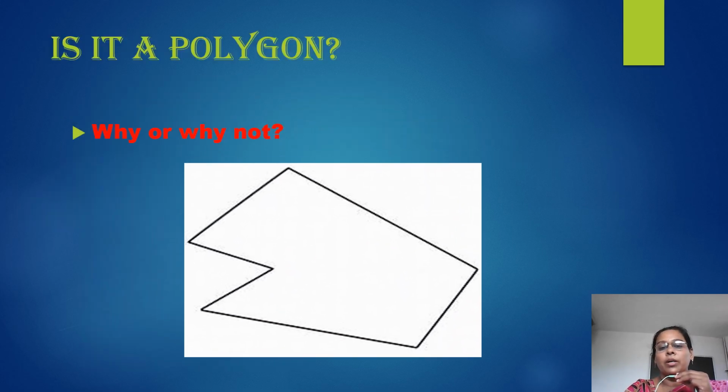Now see the figure. Again check the criteria. Is it a polygon? See, it is a closed figure. It is made up of line segments. Every side of the line segment intersects at 2 points and therefore you can say that it is a polygon.